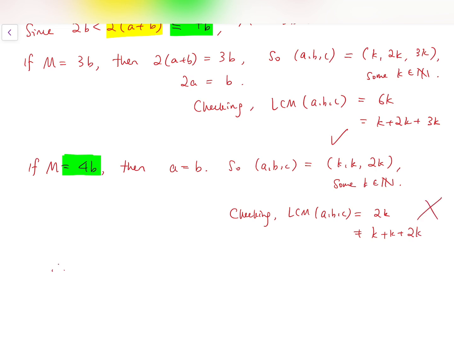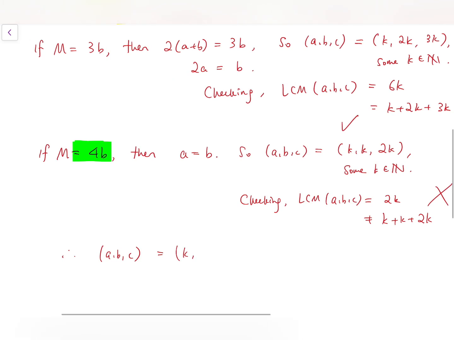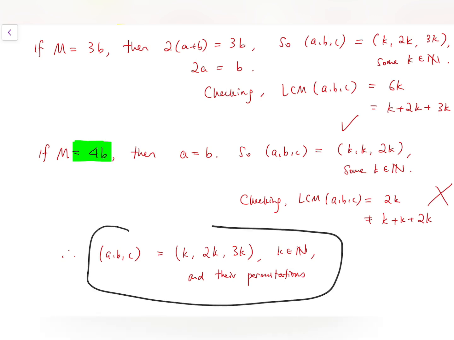So finally, we only have one type of solution, which can be written in the form k, 2k, 3k, where k is any natural number starting from 1, of course, and their permutations. As in, I can rearrange the order, say 2k, k, 3k, and so on. So these are the final solutions.